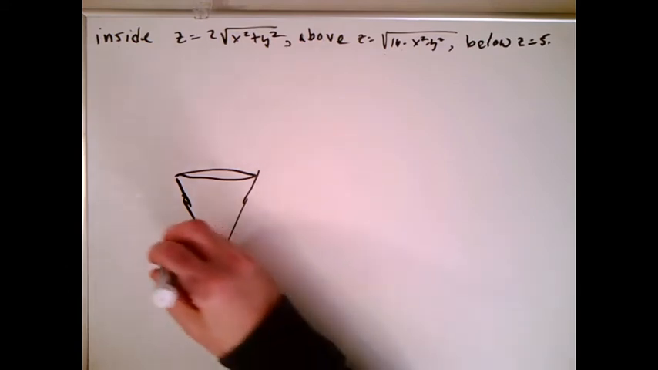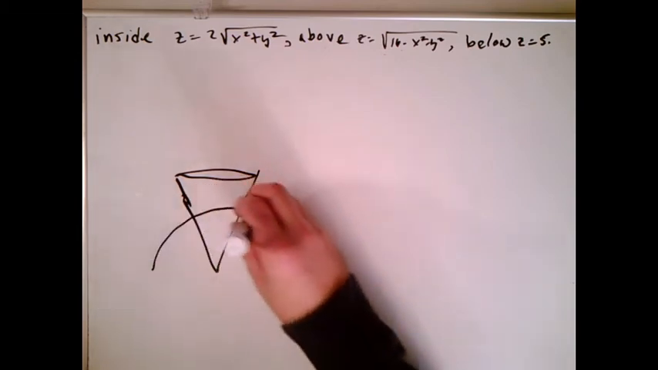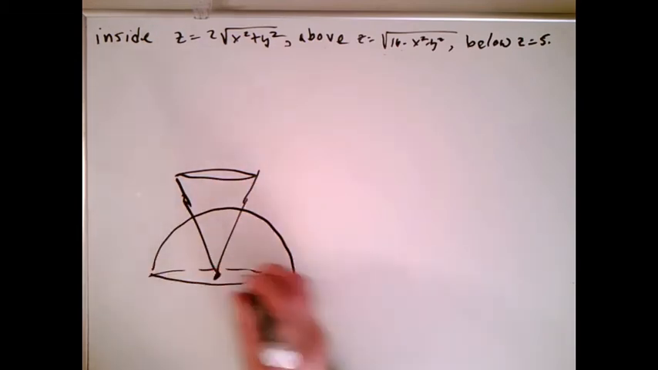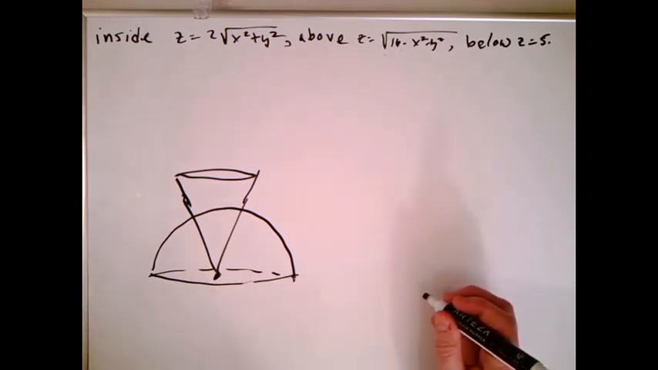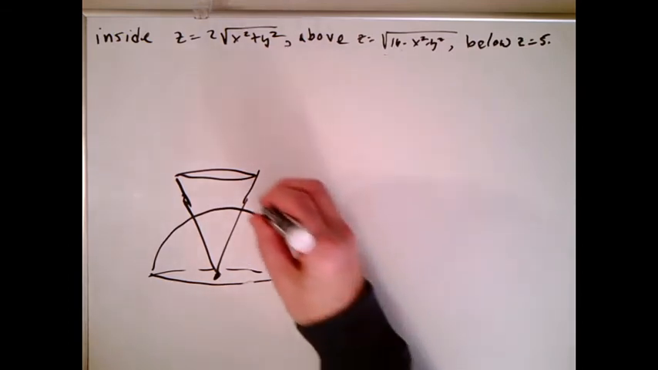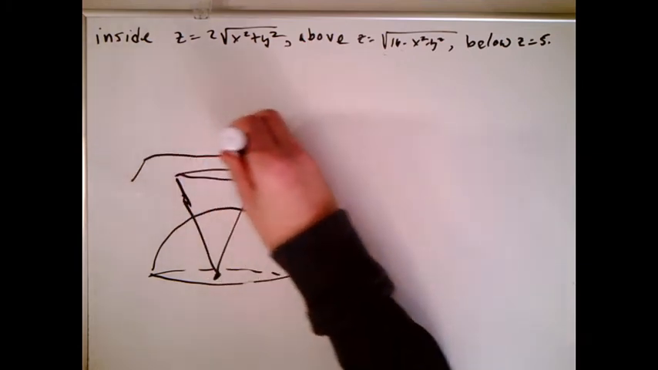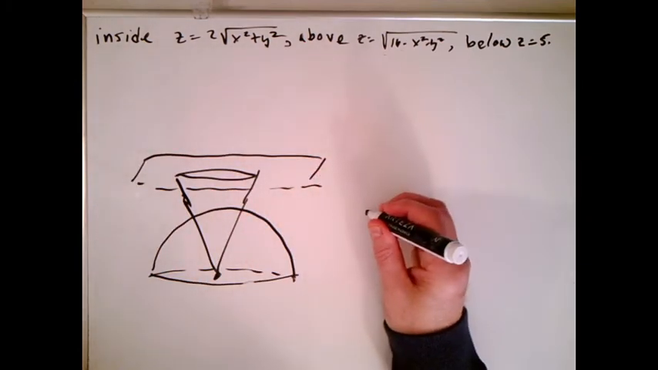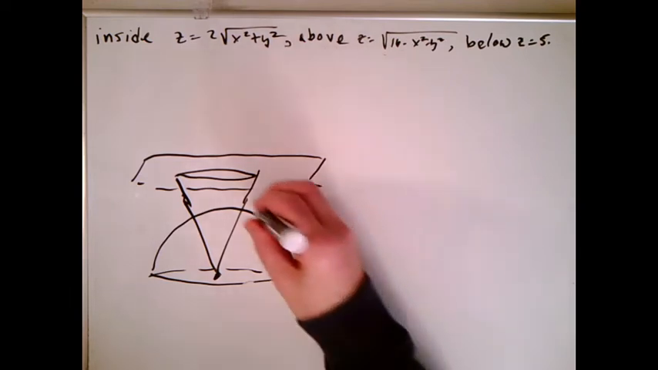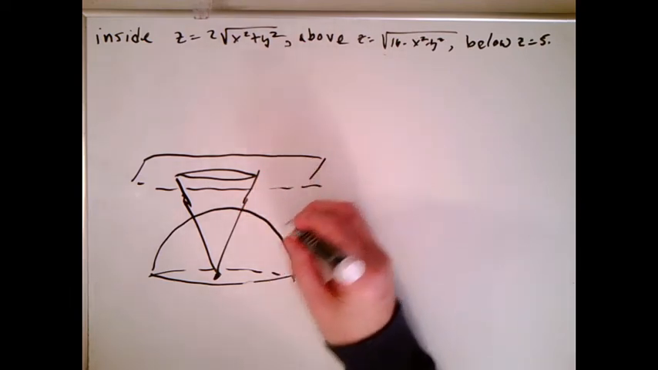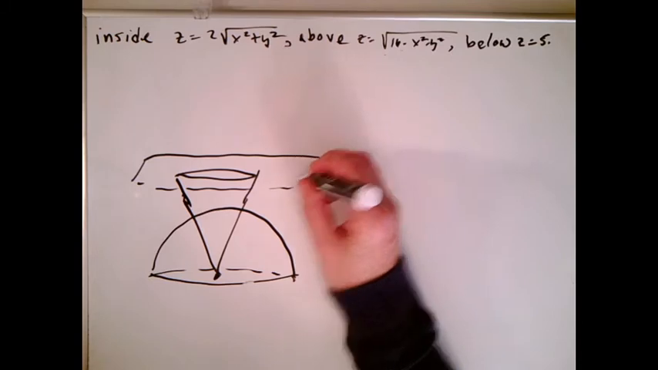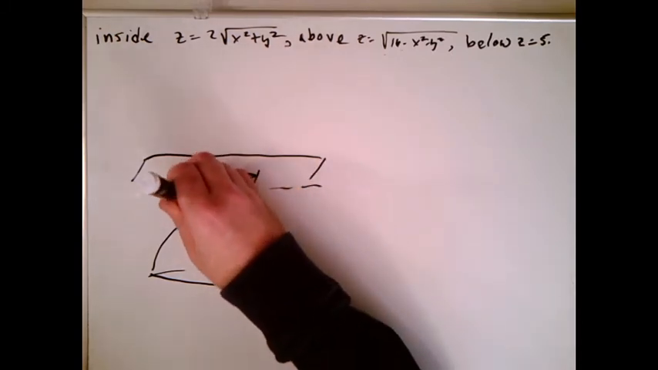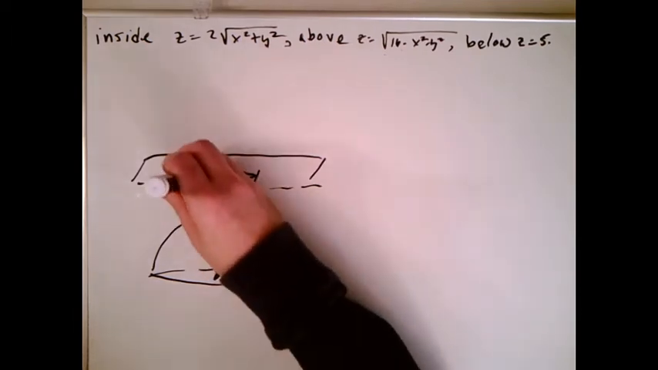It says I want the part of the cone that's above a hemisphere. So what I'm going to do is draw a hemisphere that sort of looks like this. You notice they're both starting at the origin. And then below a plane. Well, okay, how about if we make this the plane? I actually already have the important part drawn. So what we want is the part that's above this, below this, and inside this. So what we have is this chunk in here. That is what we want.